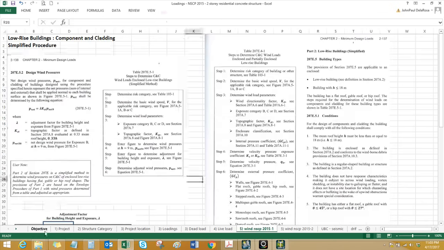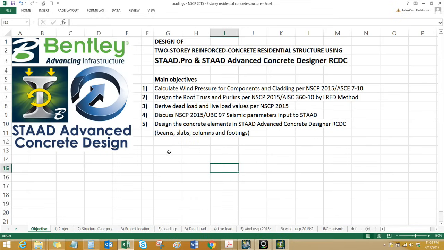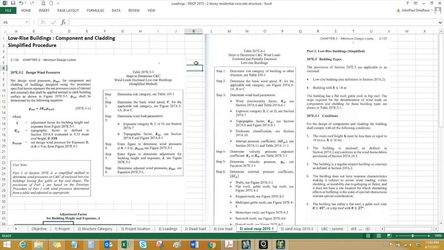Okay, so para dun sa unang objective natin, calculate wind pressure for components and cladding per NSCP 2015. So, ang gagamitin natin dyan, meron kasing dalawang procedure or tatlong procedure ng calculation ng wind sa NSCP. Merong analytical procedure, merong simplified, meron pa yung wind tunnel. So, since simple lang yung structure natin, simplified method lang yung gagamitin natin.